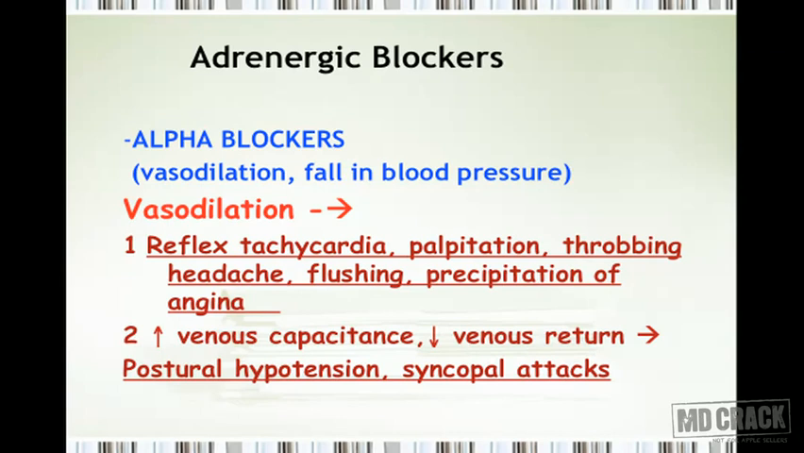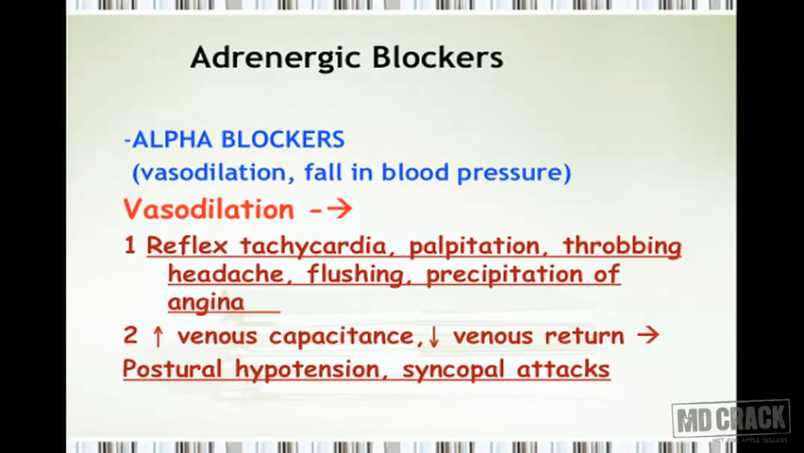The patient is likely to get a throbbing headache due to the vasodilation, flushing of the face, and it could also precipitate angina because it's going to increase the workload on the heart. Because alpha blockers are producing vasodilation, there's going to be increased venous capacitance and decreased venous return. And this could manifest as postural hypotension and syncopal attacks.